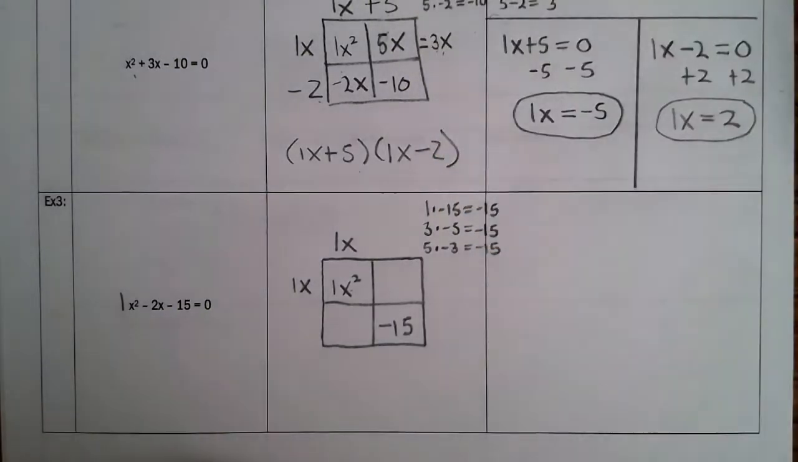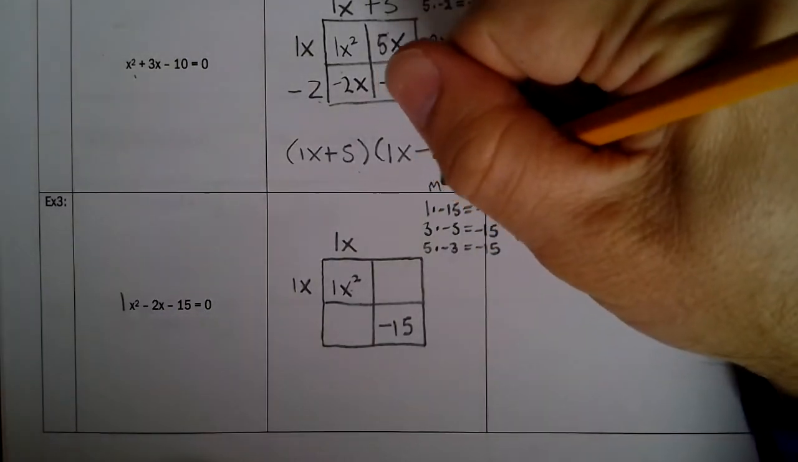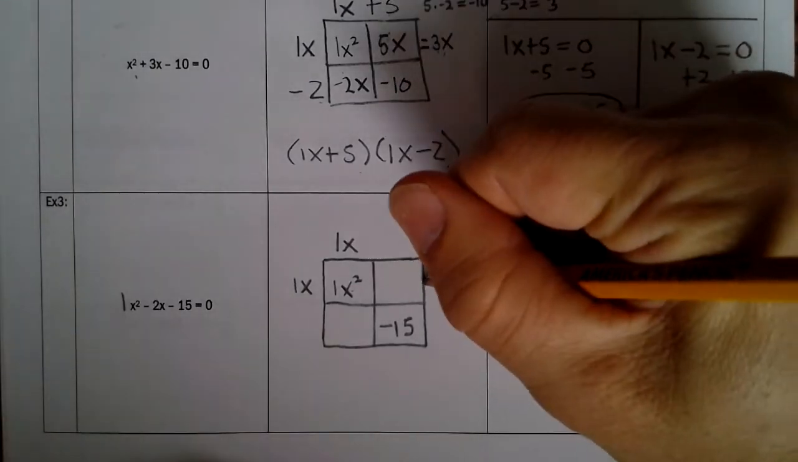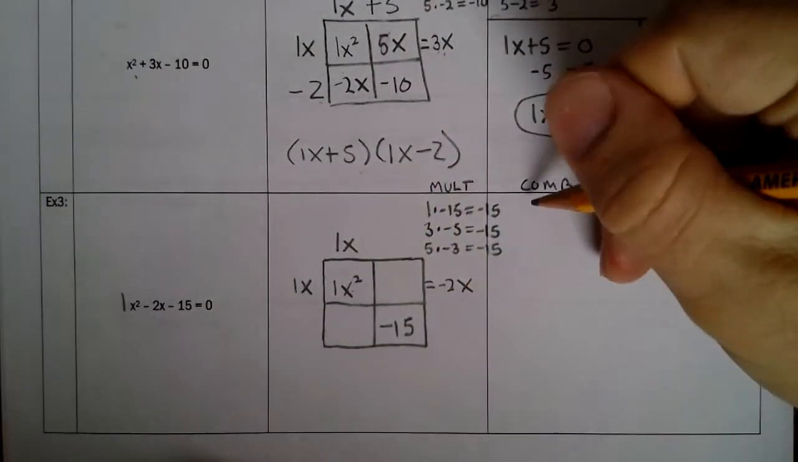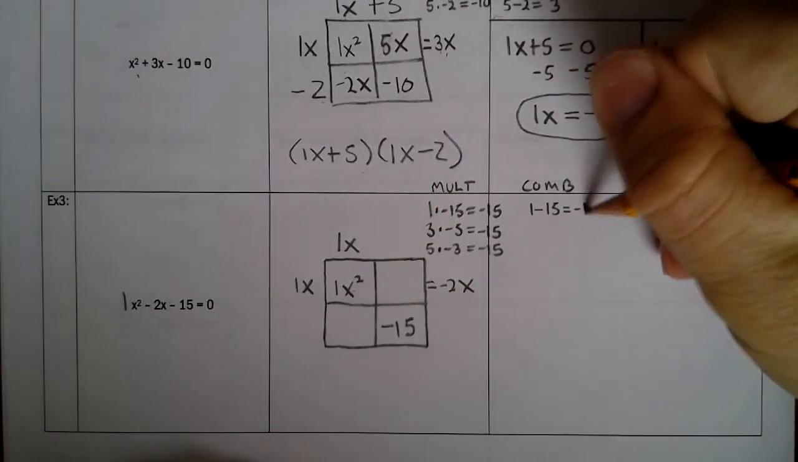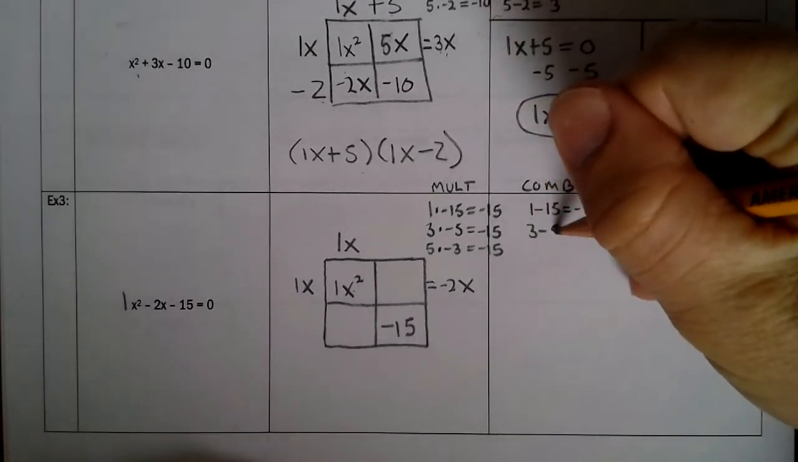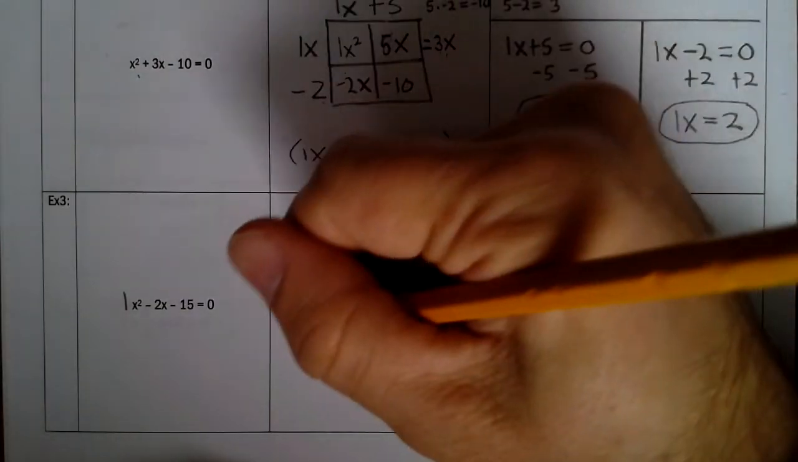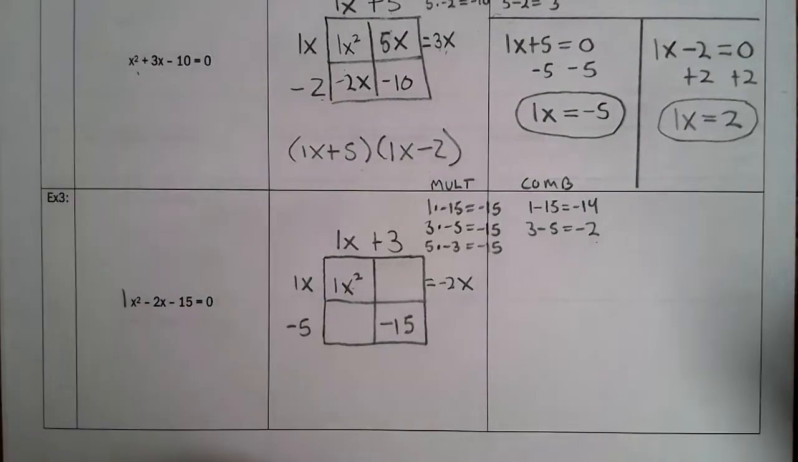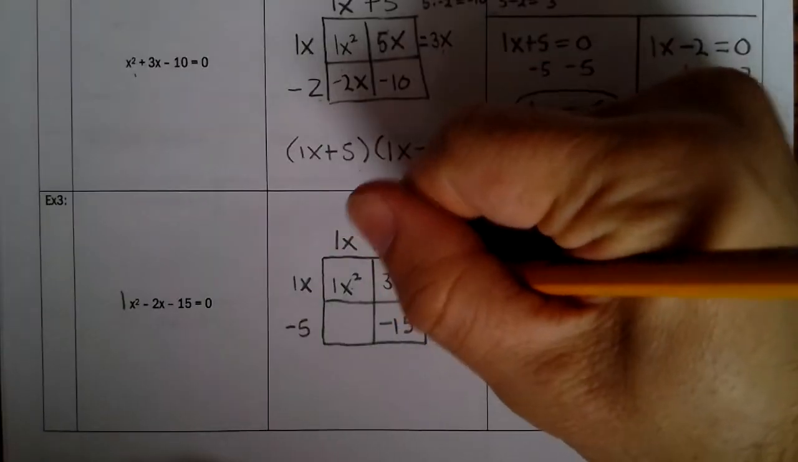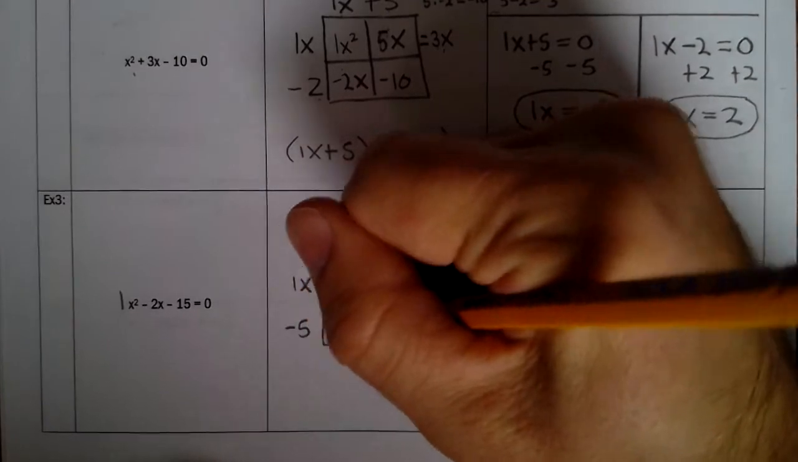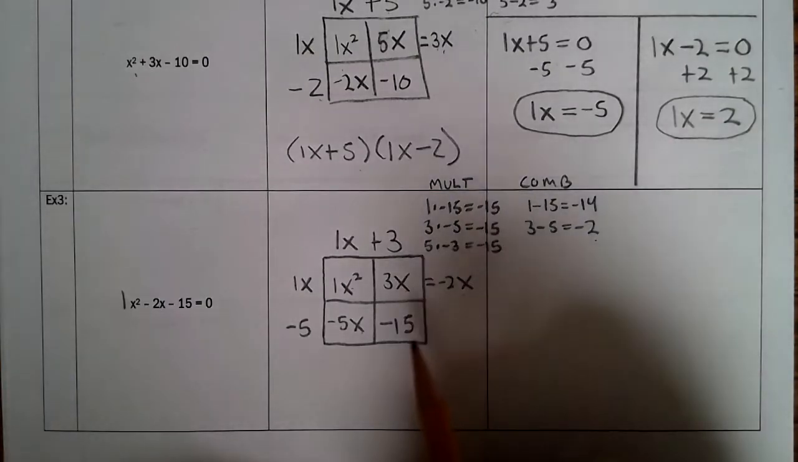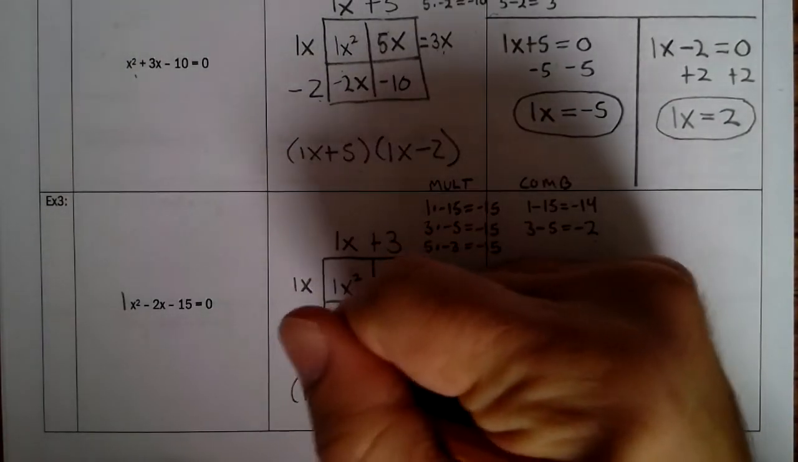Now, that was the multiply part. Now we combine, because we want the middle term to be negative 2x. So now we do 1 minus 15 is negative 14. That didn't work. 3 minus 5 equals negative 2. That worked. So we know we have plus 3 and minus 5. Now we multiply to make sure it works. 1x times 3 is 3x. Negative 5 times 1 is negative 5x. Negative 5x and 3x is negative 2x. So it works. So we know our factors are 1x plus 3 and 1x minus 5.